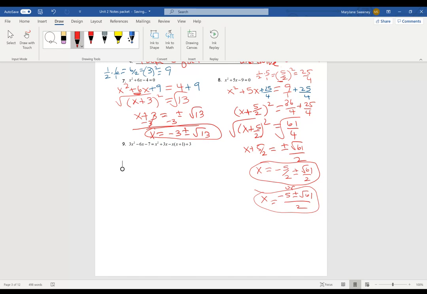Now, in the next one, all right, the left-hand side is fine. On the right-hand side, we have to simplify, and I have to follow order of operations. So I have to distribute the -x.